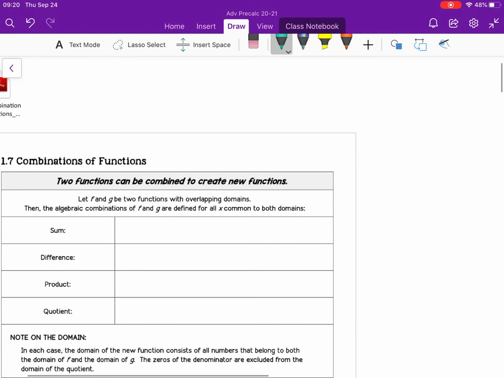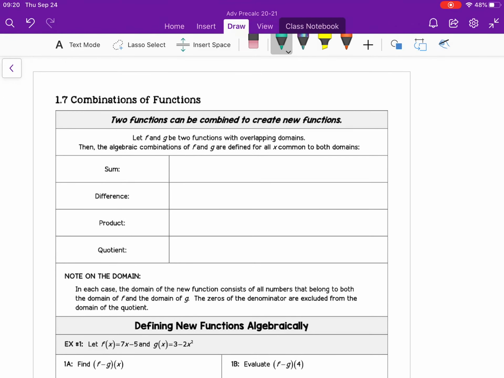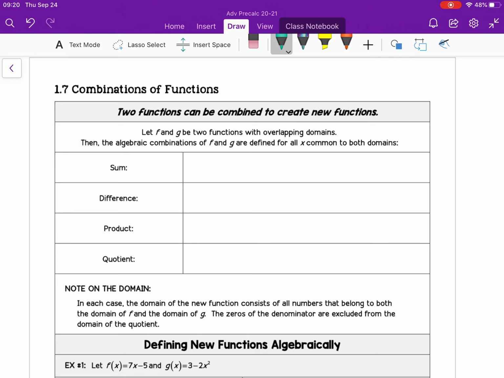Today we are doing combinations of functions and what that looks like. We did this, I think it is 5-6 in Algebra 2. When we did radicals at the end, there were a couple other things that we did. So if it looks familiar, that is why. You have actually completed it before.